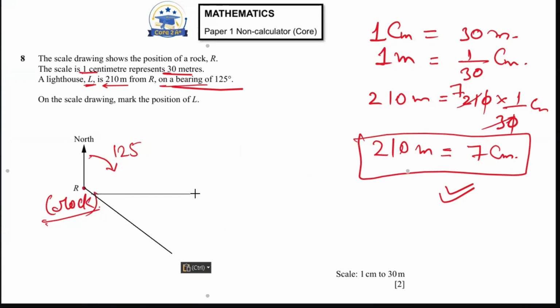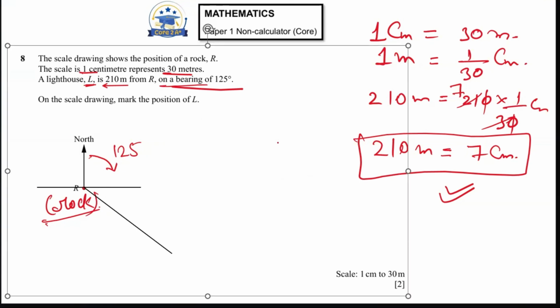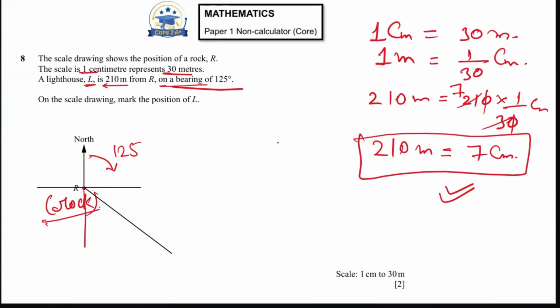If this is 90, you know very well this is, am I right? You know this is the 90 degrees. And if this is north, so the opposite direction would be south. And this would be east and west.